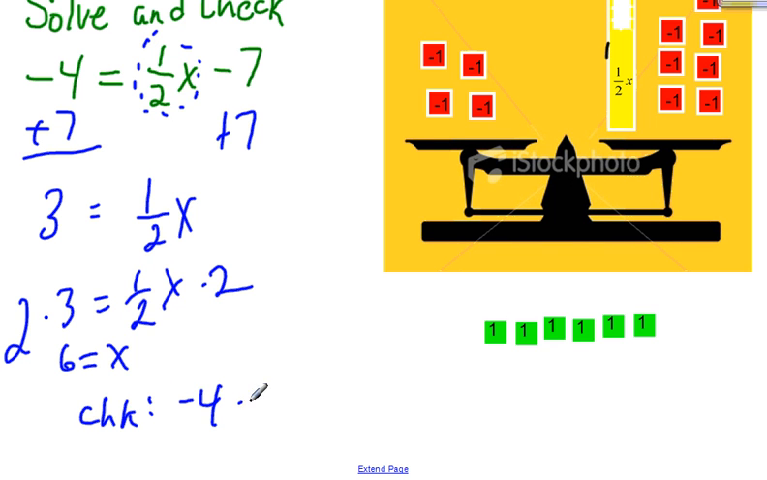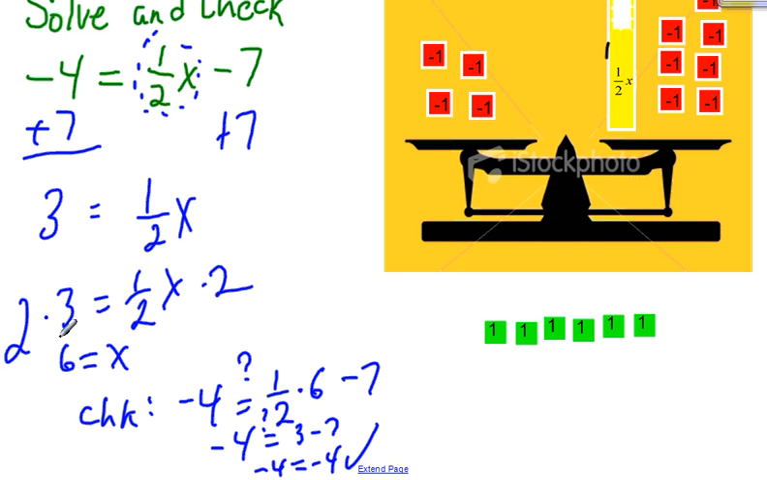So if negative 4 equals 1/2 x, actually, not x, let's go ahead and plug the value in there. 1/2 times 6 and minus 7, so negative 4. Does that equal 3 minus 7? And indeed it does. Negative 4 equals negative 4, so that checks out. And we'll circle our solution.